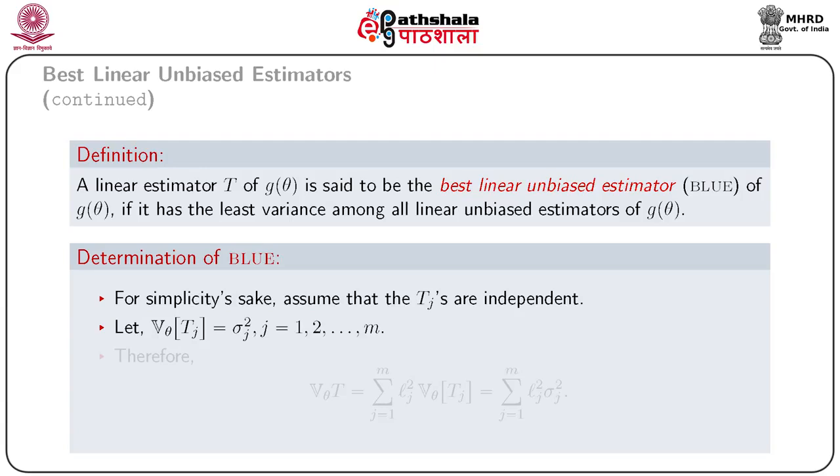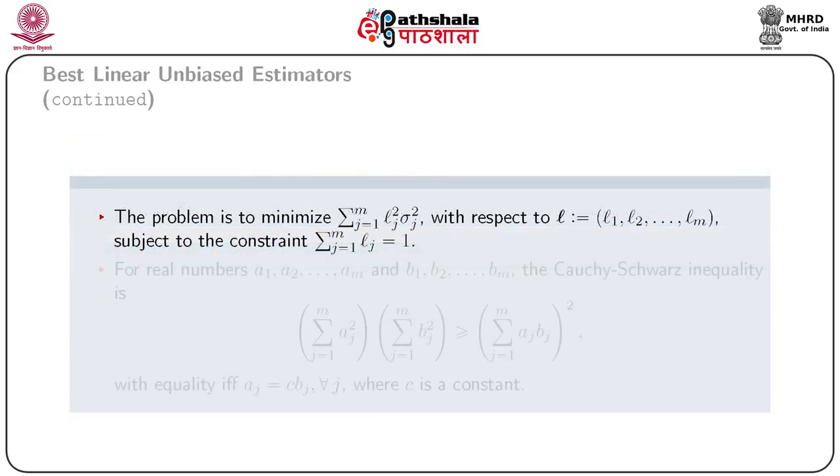For the sake of simplicity, we assume that the Ti's are independent. Let variance of Ti equal σi² for all i equals 1 up to k. Then the variance of T is given by summation over i from 1 to k of li² σi². Now our problem is to minimize summation over i from 1 to k of li² σi², subject to the constraint summation li equals 1.